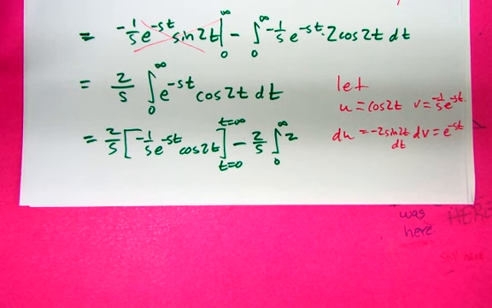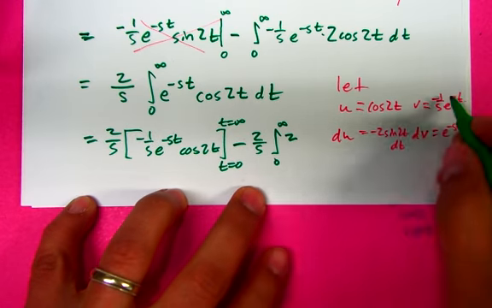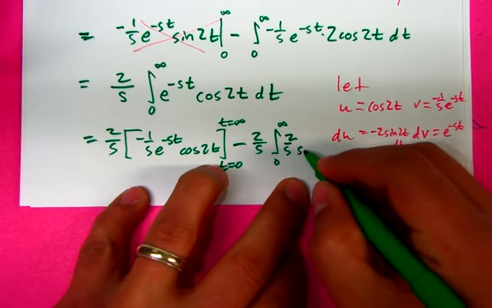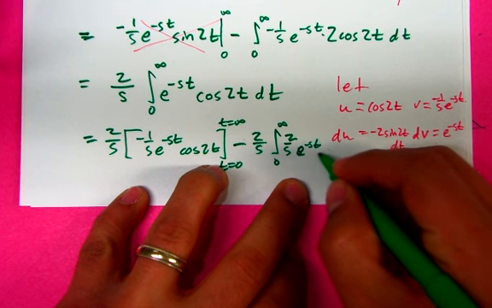Okay, so where were we? Multiplying v du, so that'll be positive 2 over s e to the negative st sine 2t dt.